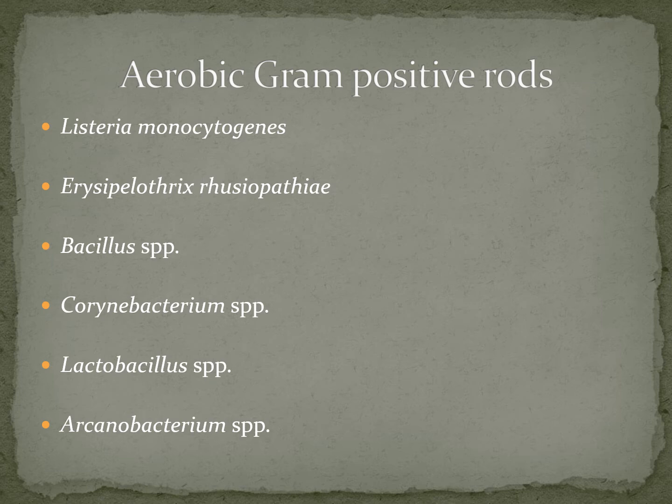Let's go ahead and switch gears now and talk about the aerobic gram-positive rods. There are many aerobic gram-positive rods on this list, including Listeria monocytogenes, Erysipelothrix rhusiopathiae, Bacillus species, Corynebacterium species, also known as diphtheroids, Lactobacillus, and Arcanobacterium.